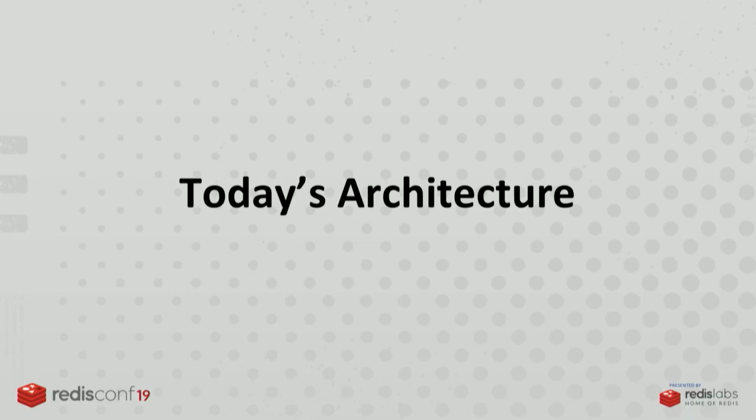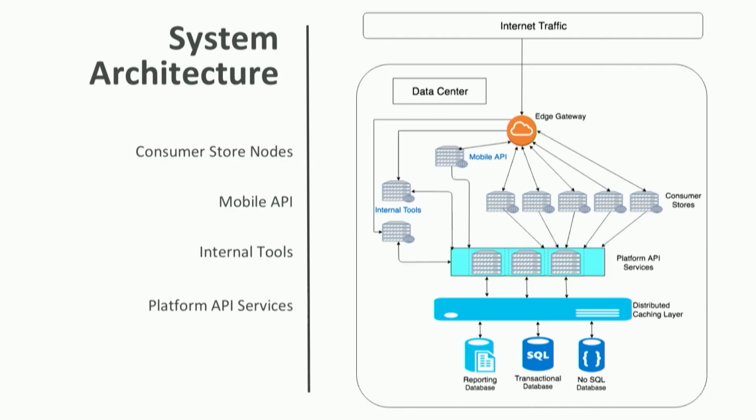So, today's architecture. We are actually today still in a data center. Our data center is owned by our parent company. It's in the middle of the country. We have all of our traffic coming in through an edge gateway. And you can see we have stores, we have a mobile API that comes in, and all of this is flowing through what we call the platform API services.